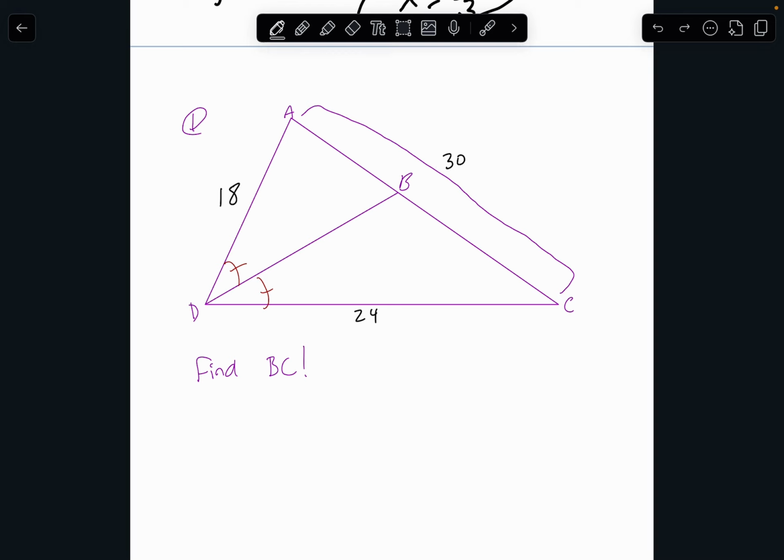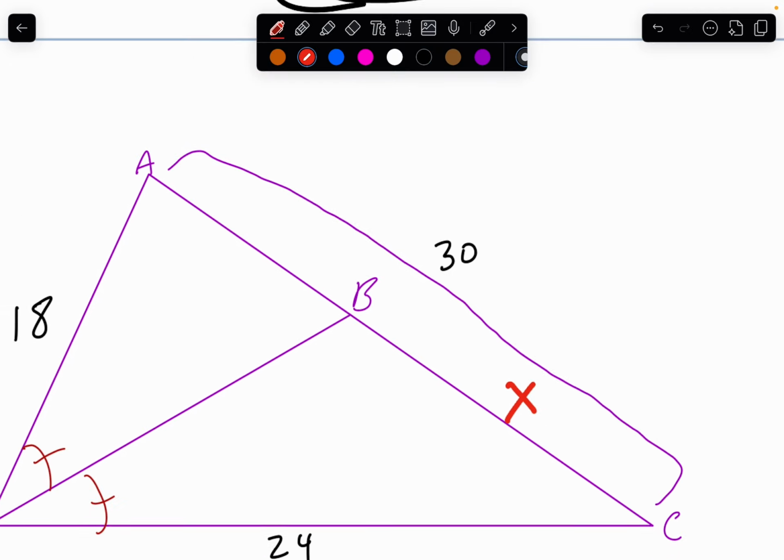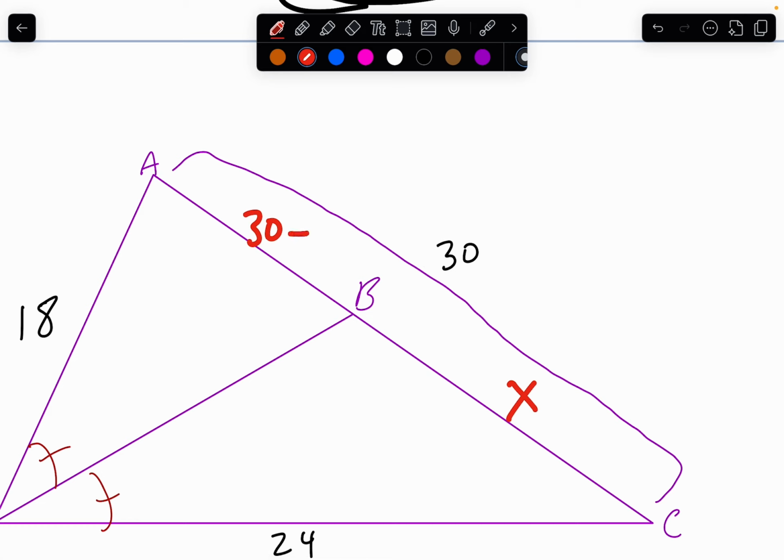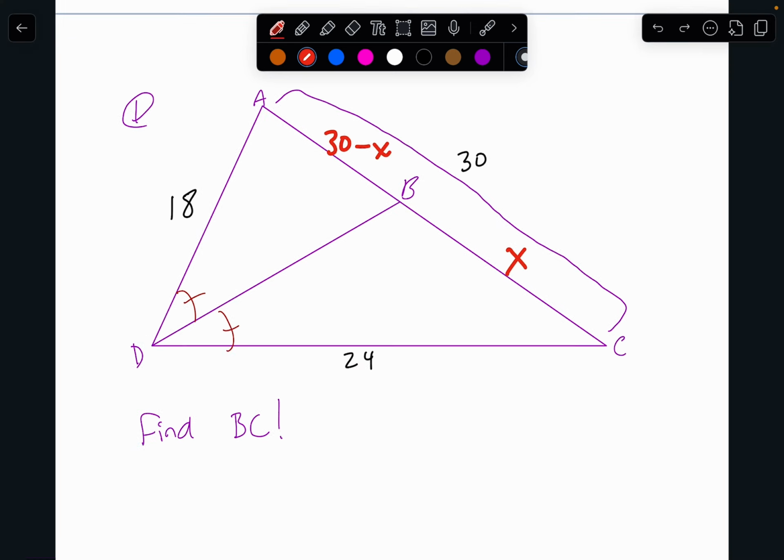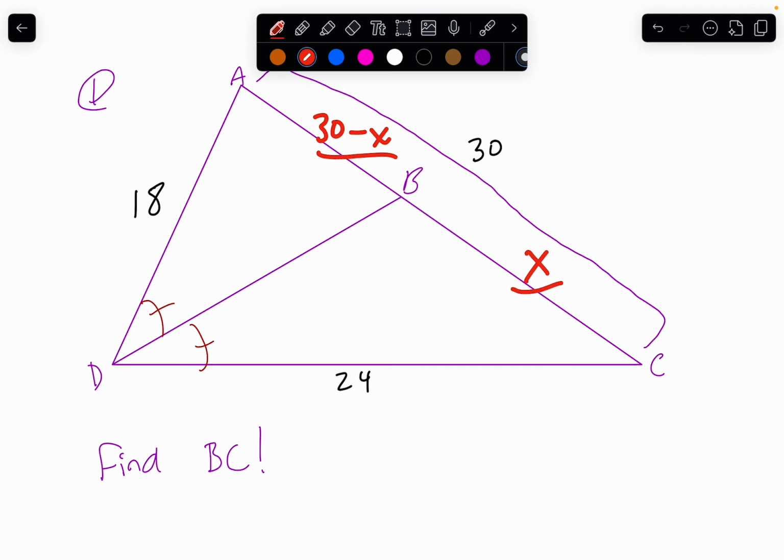Well, BC is not labeled, so guess what I'm going to do? I'm going to label it. I'm going to call BC x. That means that this part has to be 30 minus x. How do I know that? Well, if this was 10, wouldn't I know this is 20? Wouldn't I do 30 minus 10 and call it 20? It's not 10, it's x. You treat x just like you treat any other number. So I know that this has to be 30 minus x.